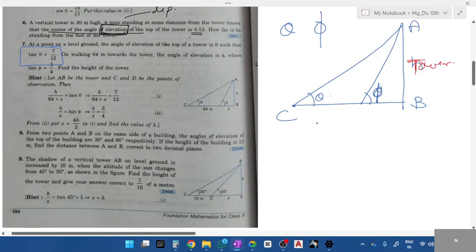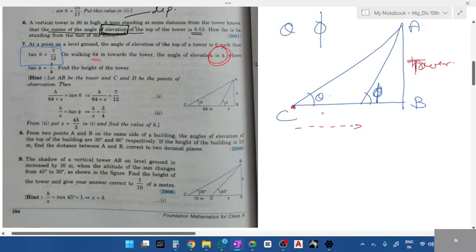So on walking 64 meters towards the tower, from which point? From point C, not B. Have they given B? No. What they have given? On walking 64 meters towards the tower, the angle of elevation is not theta. That is not theta, Naomi. That is phi. Remember like this. Phi, phi.